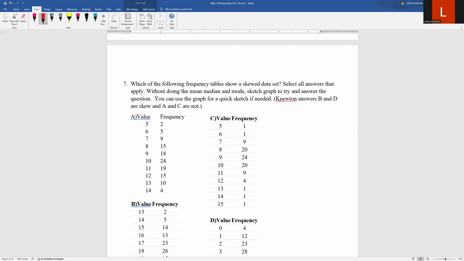Which of the following frequency tables shows a skewed data set? So they're just asking us for skewed or not skewed. That's what we're really looking at here. Select all answers that apply. It says without doing the mean, median, and mode, because that's really hard to do.